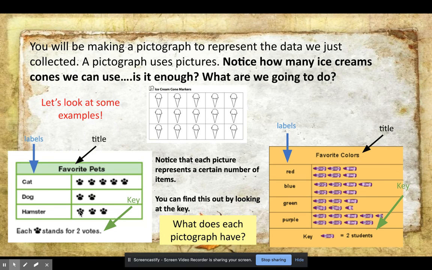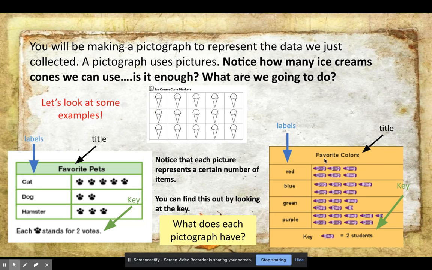In our hamsters, we have 1 paw, which means 2 votes, 2 paws, which means 4 votes, and 3 paws, which means 6 votes. So we can see that there are 10 people that like cats, 4 people that like dogs, and 6 people that like hamsters. Notice how I also have a title that says our favorite pets and our different labels. Let's go ahead and look at our colors over here.